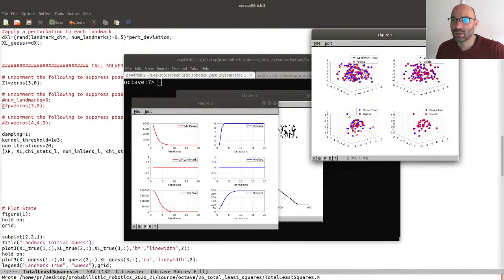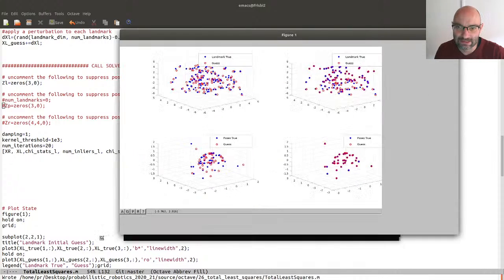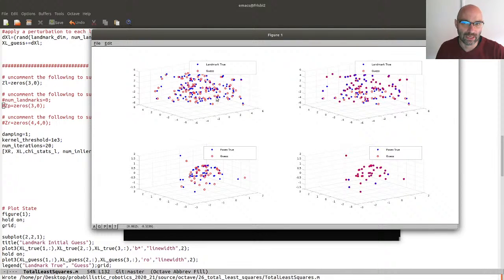Nice. What we see is that things go a little bit slower. Before it was like an abrupt fall off, but at the end we observe that our system behaves quite decently, because the poses end up where they should, and the landmarks end up close to what they should. Why do they end up close?